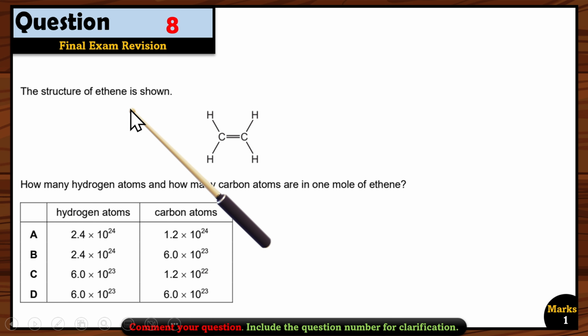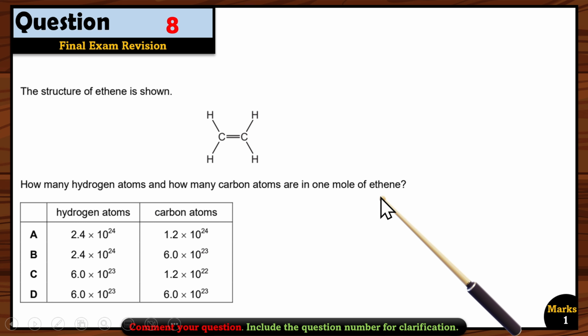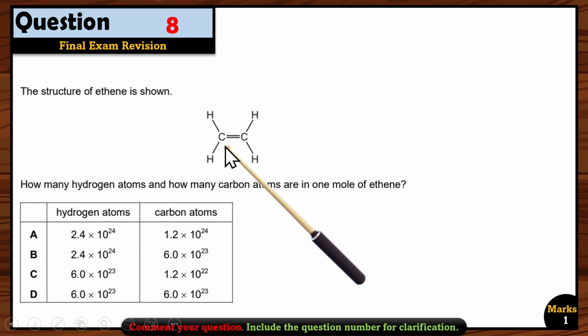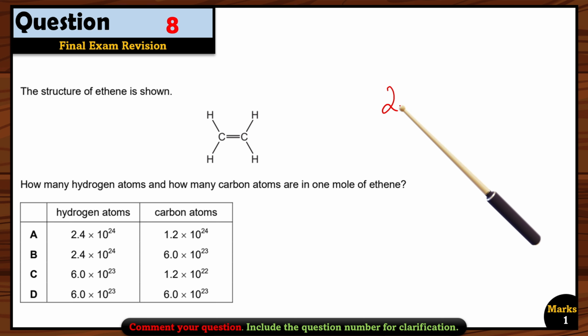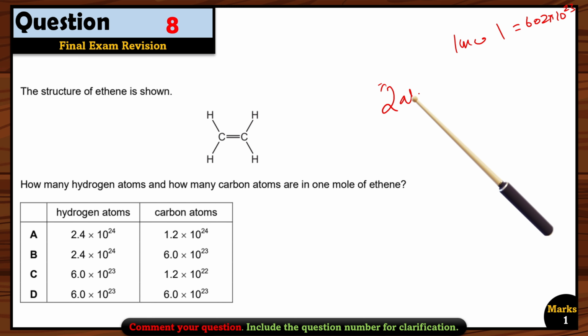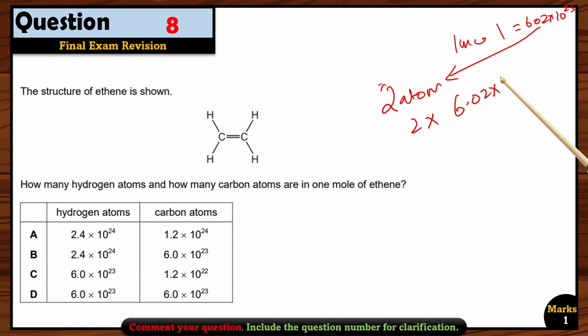Question number 8. The structure of ethene is shown here. How many hydrogen atoms and how many carbon atoms in 1 mole of ethene? As simple as the previous questions. How many carbon do we have here? 2 carbon, right? And they are asking about the atoms. So if 1 mole has 6.02 into 10 raised to power 23, then 2 atoms will have how much? You just have to multiply with 2. Okay. So your answer will be 1.24 into 10 raised to power 23, or you can say 12.4 into 10 raised to power 23.